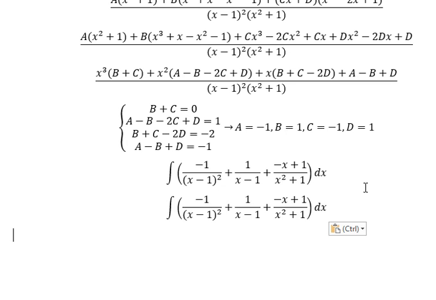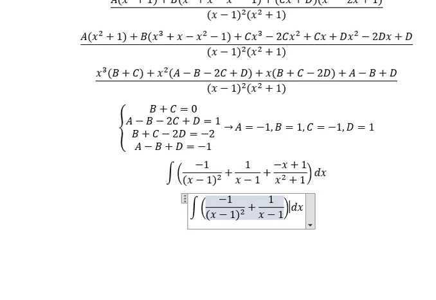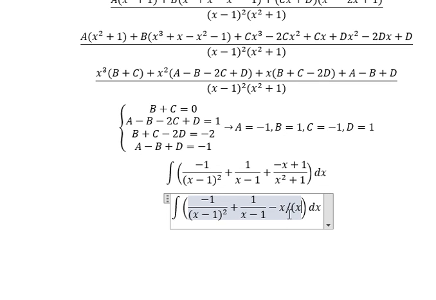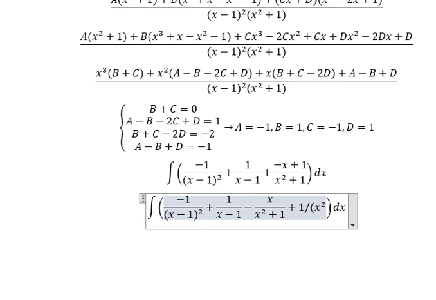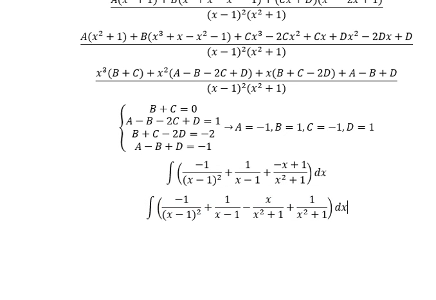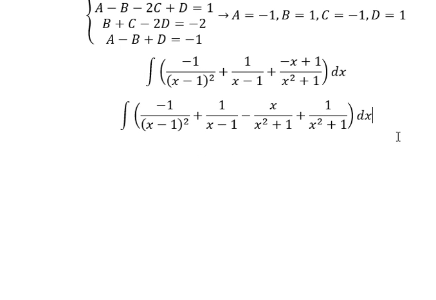So about this one, I can put it into negative s over s squared plus 1, and we have 1 over s squared plus 1. And now we have the final answer.